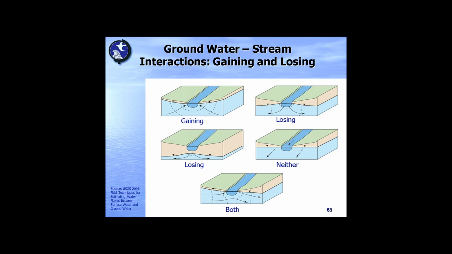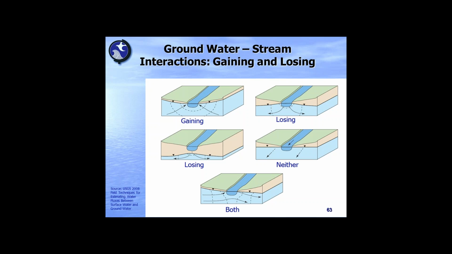There are two particular types of losing streams. There's a connected losing stream in which the water table actually intersects the surface water. And then there is a disconnected losing stream in which there is an unsaturated zone between the surface water and the groundwater. In New Jersey, under natural conditions, you're generally not going to find losing streams. They're mostly gaining streams.